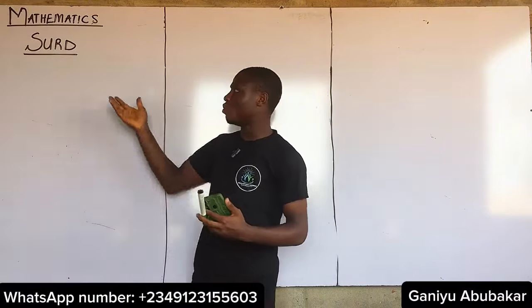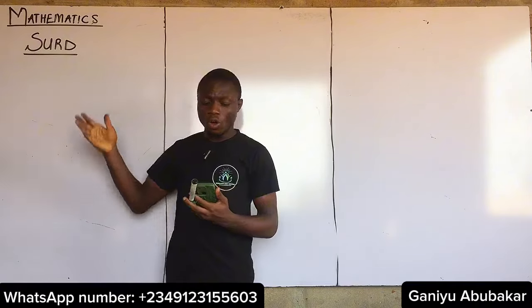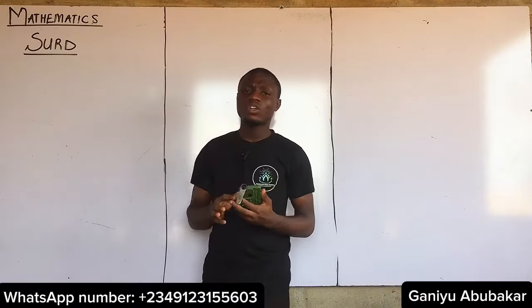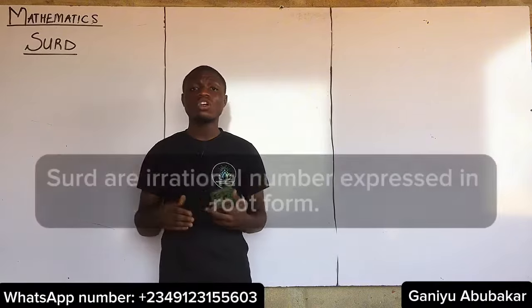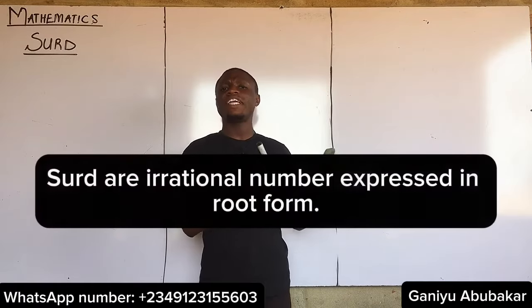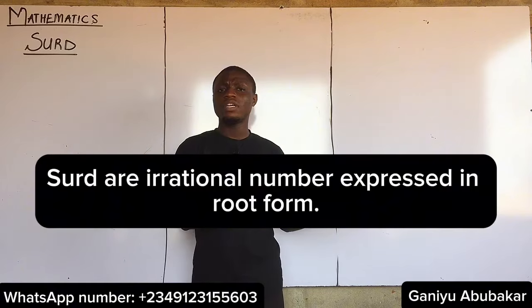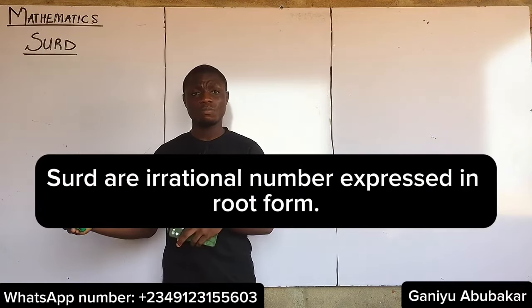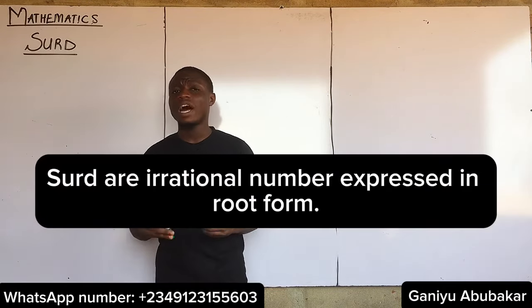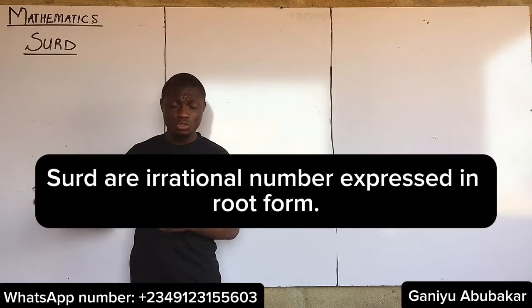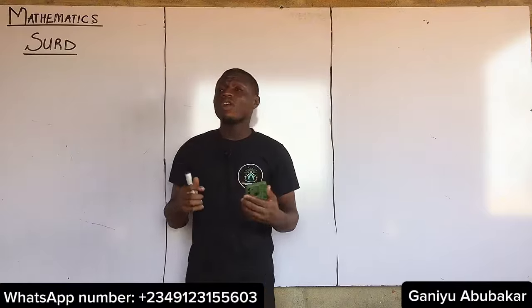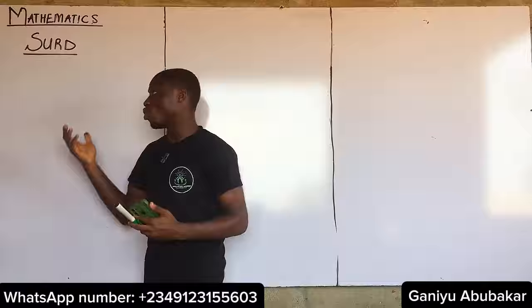Alright, let's start with the topic called surd. Let's define surd. Surd are simply irrational numbers expressed in root form. So I'm saying that surd are irrational numbers expressed in root form.